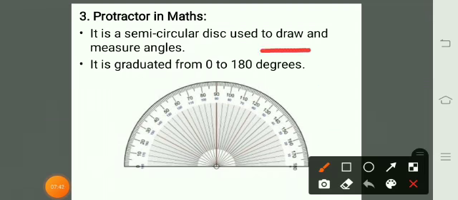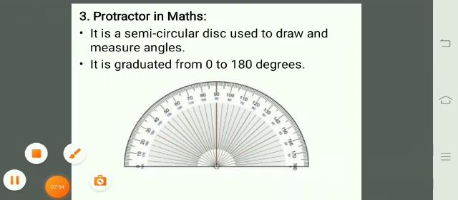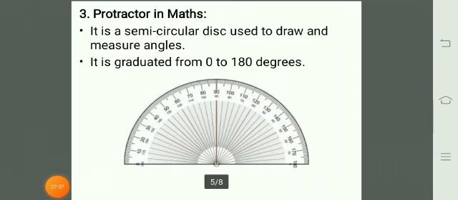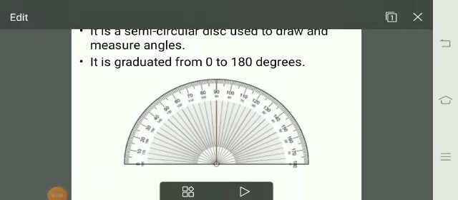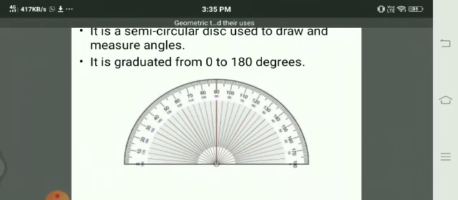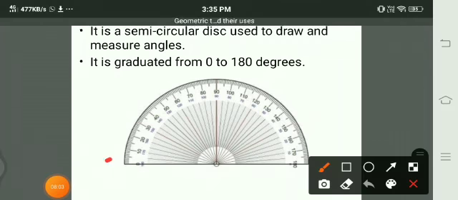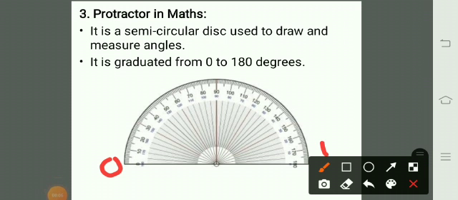What is the use of this? It is used to draw and measure angles. I already told you, it is used to draw and measure angles. And how much angle can be measured? If you observe the scale, it starts from 0 here, and on this side it is 180, meaning it can be graduated from 0 to 180 degrees.